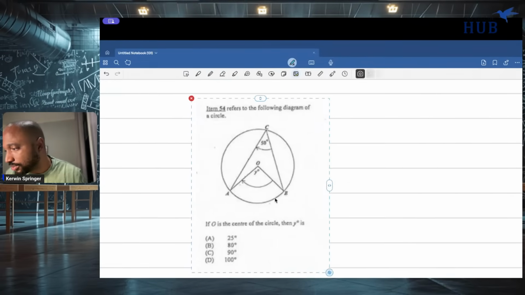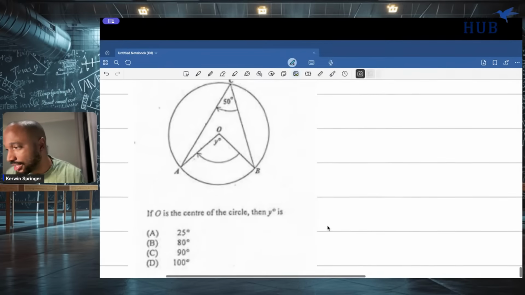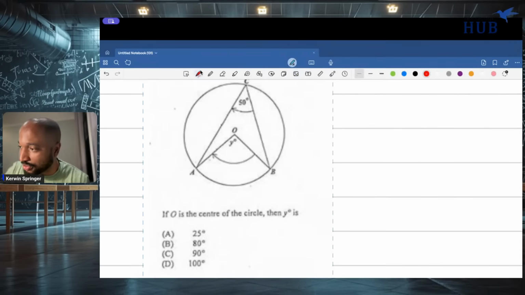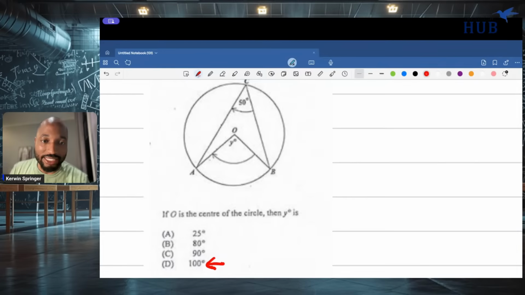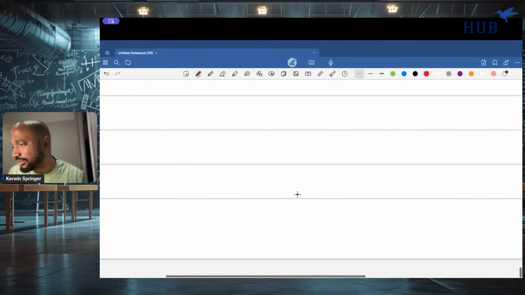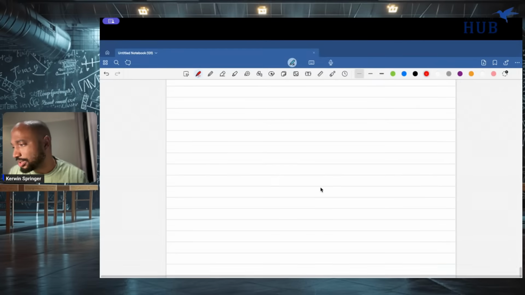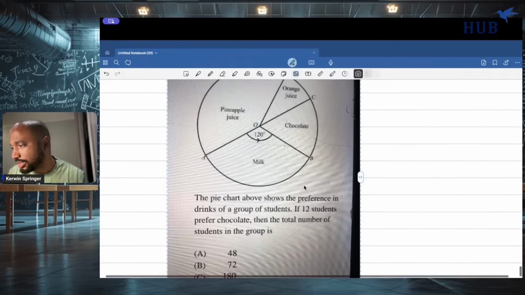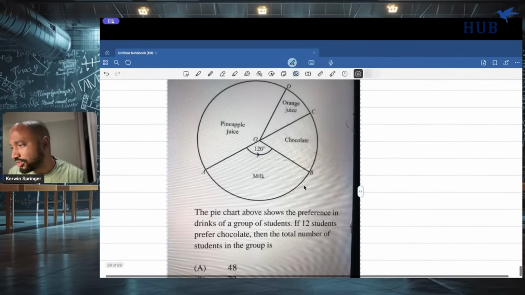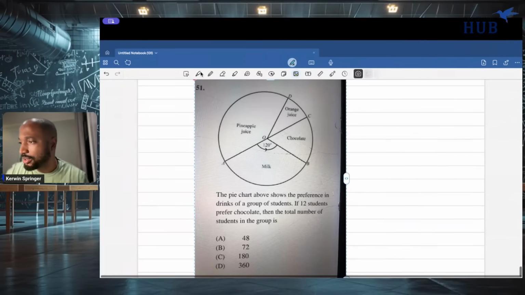So O is the center, then Y is 100, and I love the free marks question here. This is the brain cooler. That is a signal. I mean, it's time for me to pop off. I'm fed up. See this pineapple, orange juice, cake, chocolate pie chart question, boy. I'll bring some new pie chart questions now. What is this? Pie chart above shows the preference in drinks. 12 students prefer chocolate. We did this already. How much time are we gonna do this?